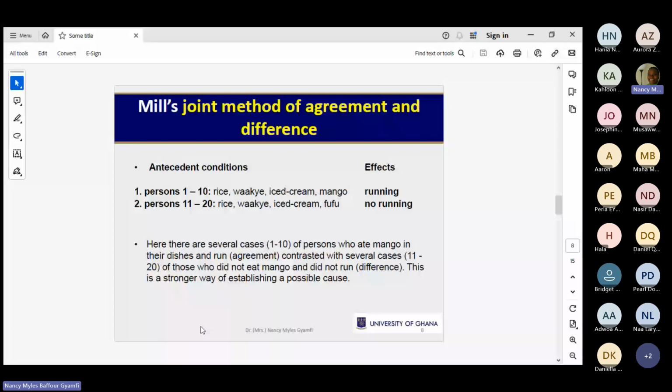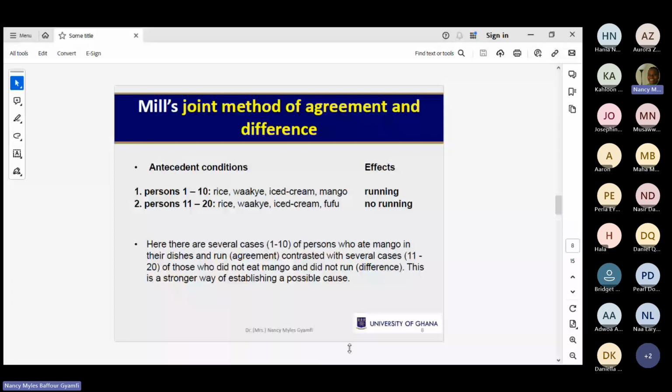Okay, so that is the joint method. It is just like the method of difference, except that you are dealing with a collection, a collective, a group of people for and a group of people against. The last one is the concomitant variation method. Where is the thing?